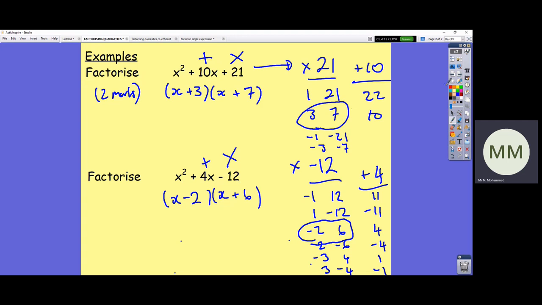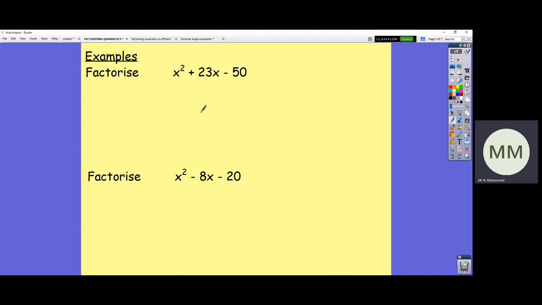Same here. I'll do a few more examples and then I will see you for my next video. So this one here, x squared plus 23x, take away 50, factorize.